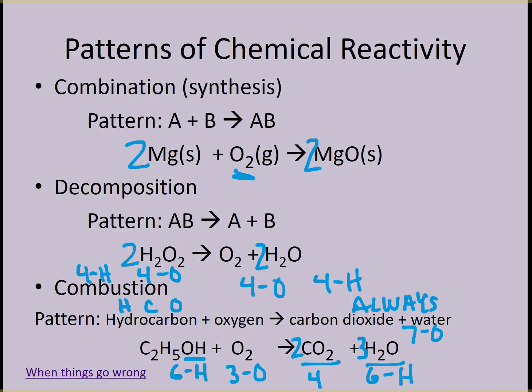So I need to get 4 more oxygens. So I'm going to put a 2 there. Not a 2, I need a 3. So that will give me 7 oxygens. So 6 plus 1 is 7 on the left-hand side, and on the right-hand side I have 4 plus 3 is 7. So go through and double check, make sure you balance it okay. 2 carbons on each side, 6 hydrogens on each side, and 7 oxygens on each side.